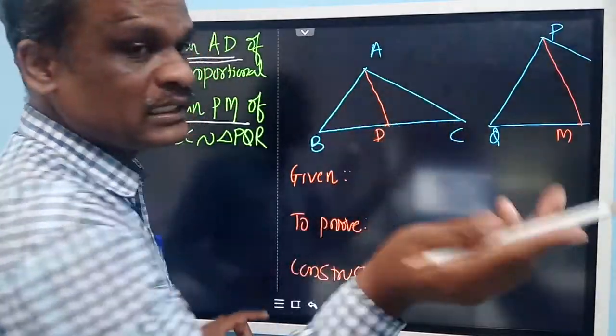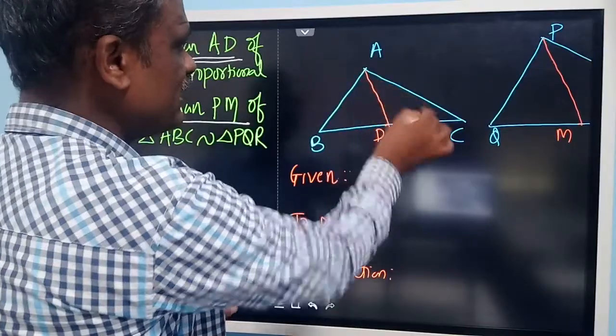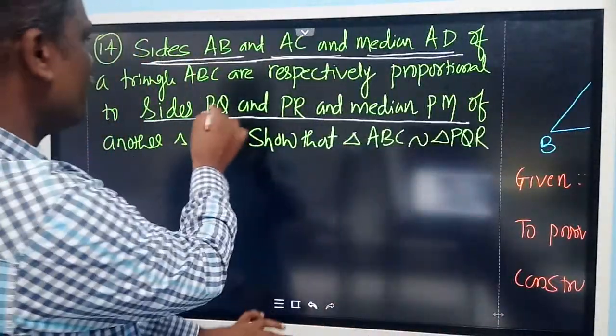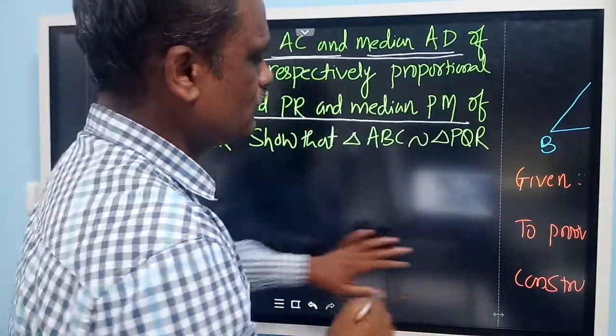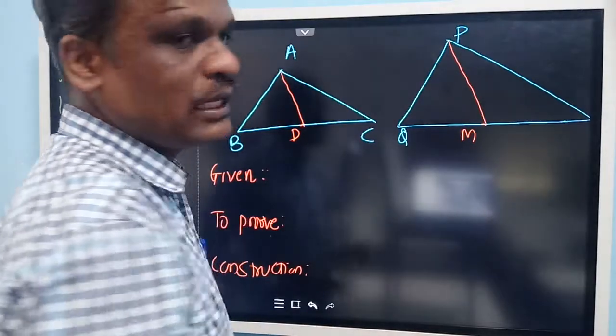AB, AC. In the previous question it was BC. Now it is given AB and AC, and median AD. In the second triangle, PQ, PR and PM, they are proportional.